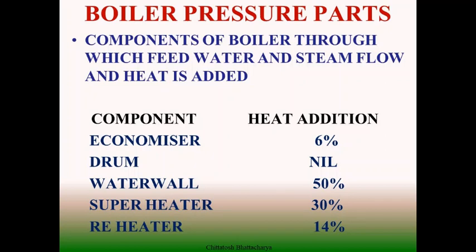From the perspective of percentage heat addition in different pressure part components, we find that the economizer has the least heat addition or heat transfer taking place. This is in the sensible heat trapping zone. Around 6% heat is absorbed. The drum is outside the heat transfer zone, so there is no heat transfer, only steam and water separation taking place, and it is also working as a storage for the water to wet the water walls. It is placed above the water wall levels.